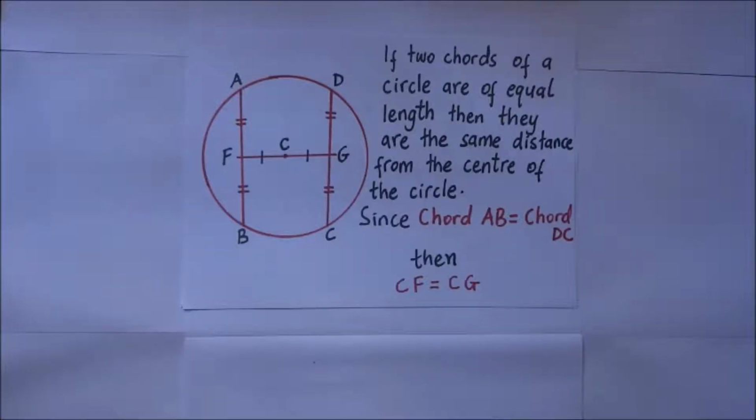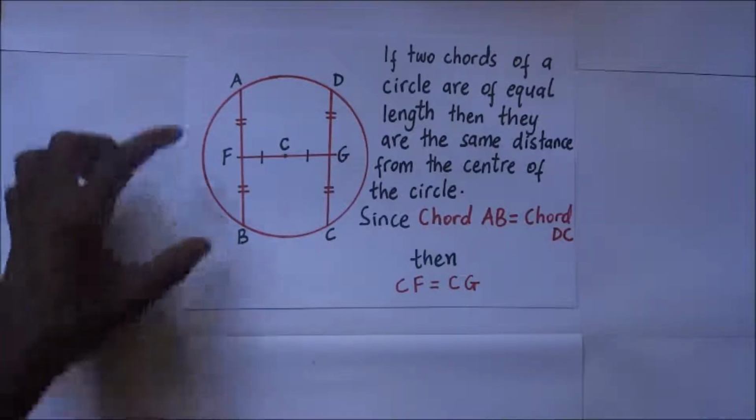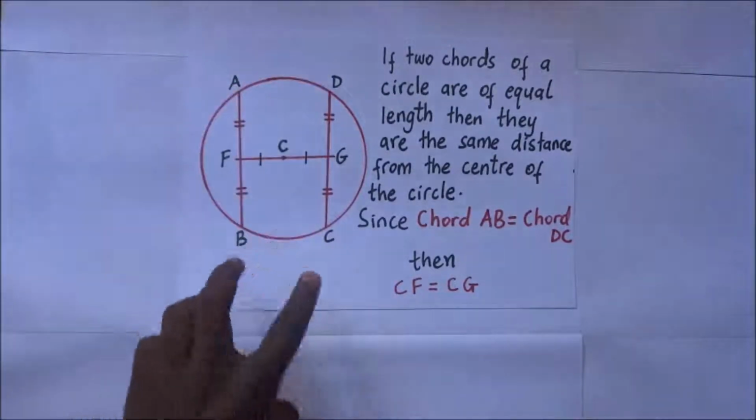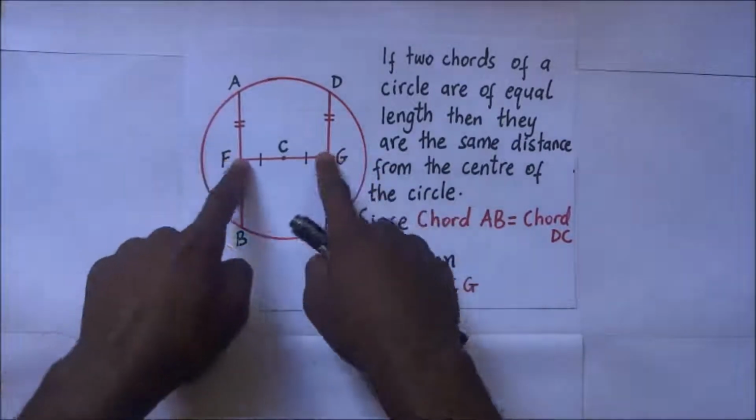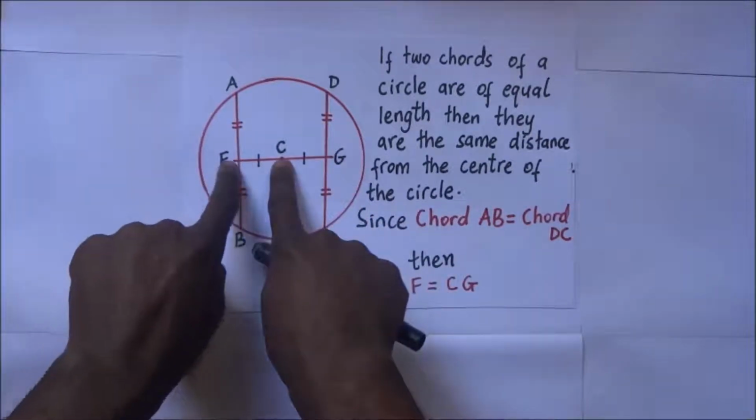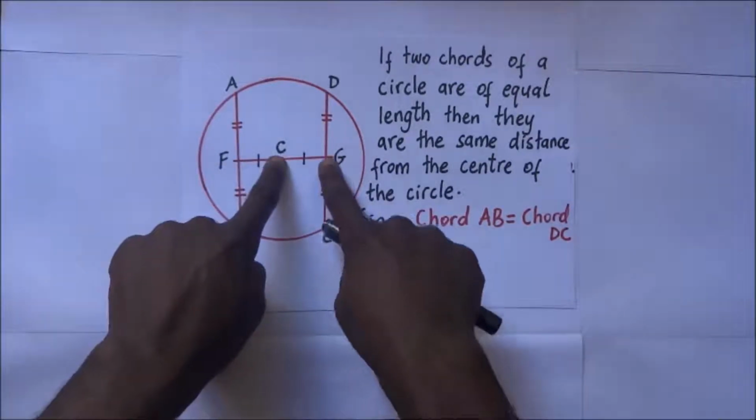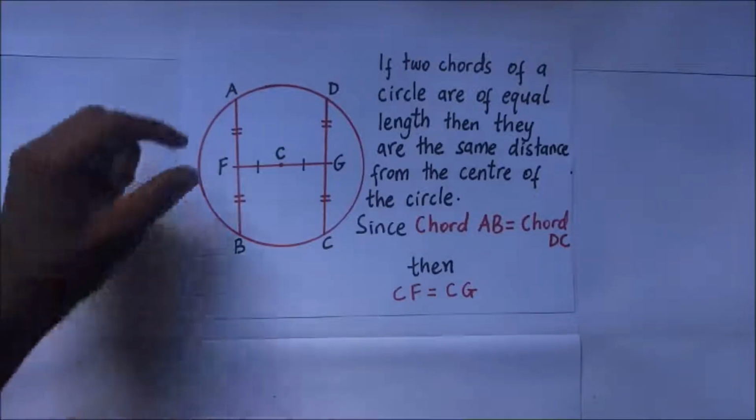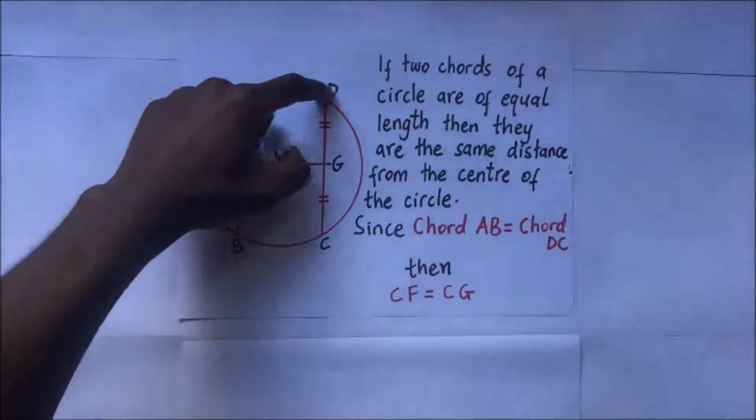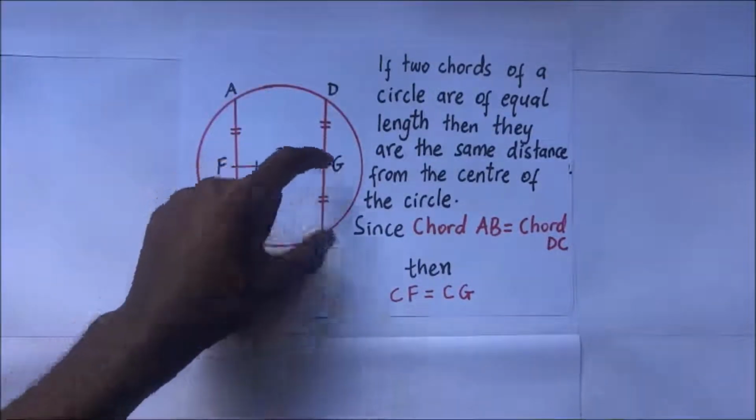The next property says, if two chords of a circle are of equal length, then they are the same distance from the center of the circle. And in our illustration, we are having chord AB, we are also having chord DC. If these two chords are of the same length, it means that they are going to be having the same distance from the center. So it means the distance from here to here, FC, is the same as the distance from C to G. So it also follows that the distance from A to F is the same as the distance from F to B, and also the distance of D to G is the same as the distance from G to C.